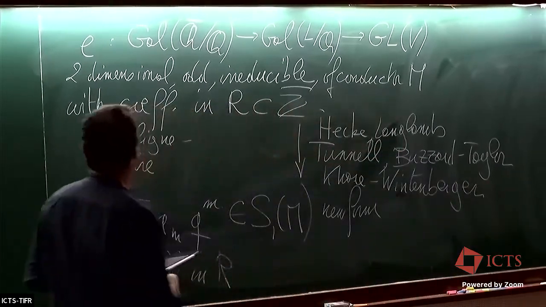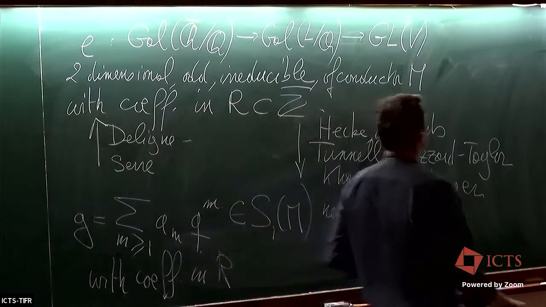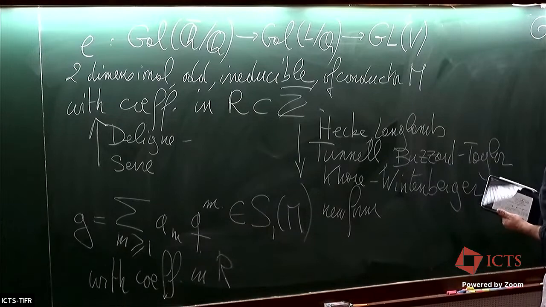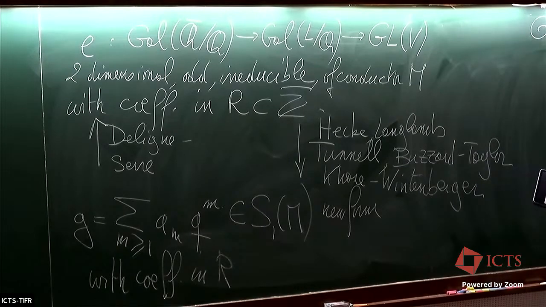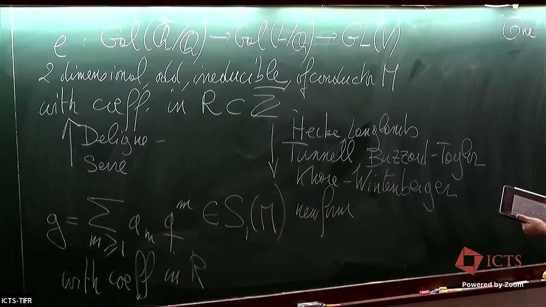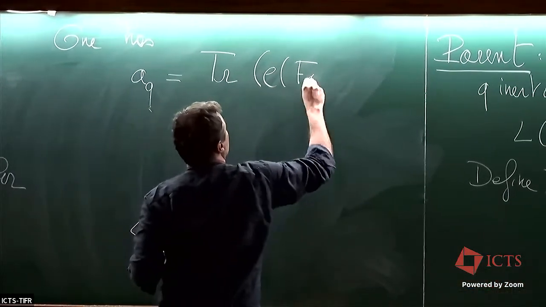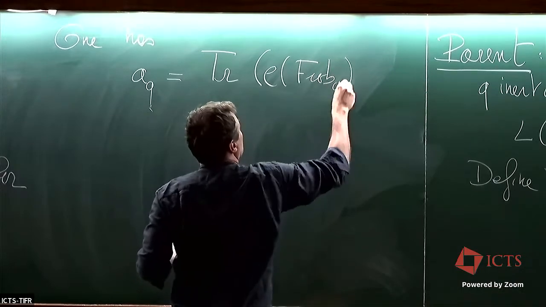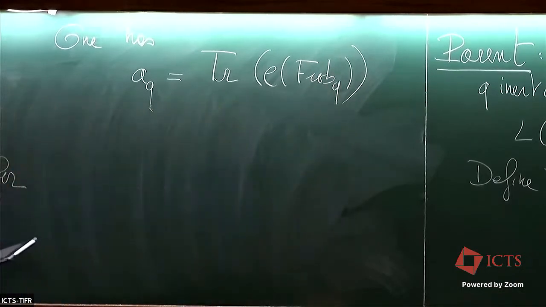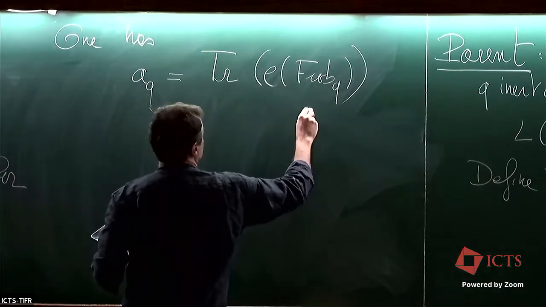What connects the Galois representation to the modular form? Simply the fact that a_q is the trace of rho of a Frobenius at q, for every prime q, for q not dividing M.